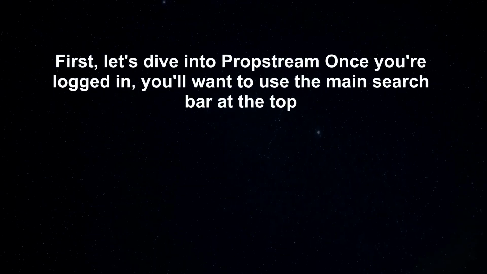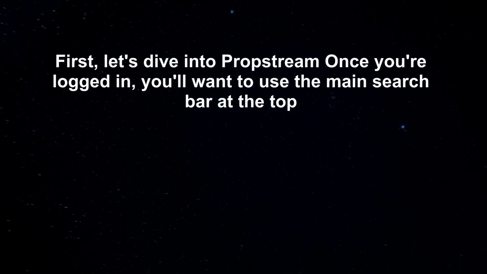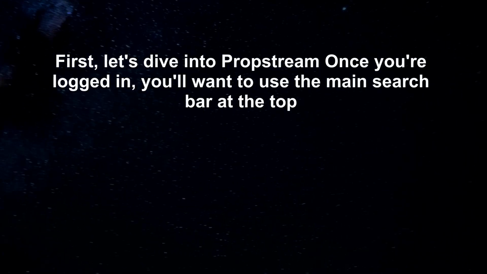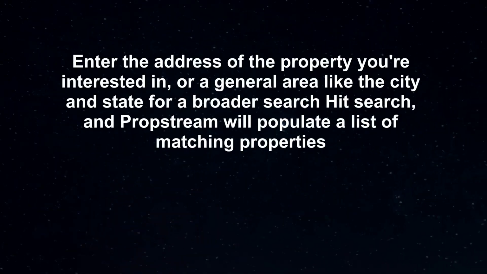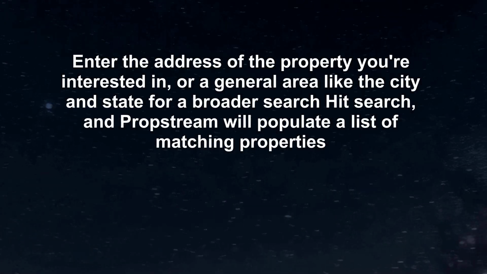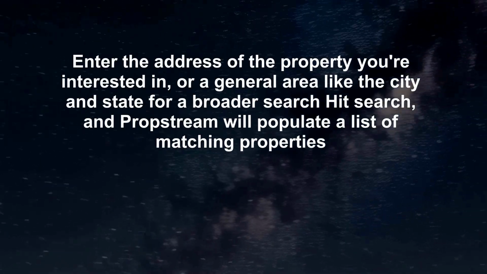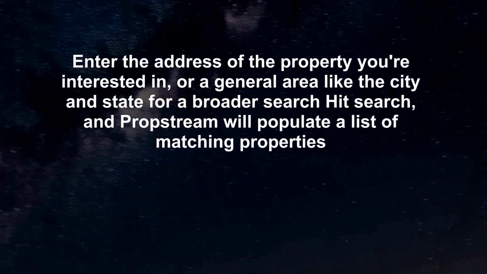First, let's dive into PropStream once you're logged in. You'll want to use the main search bar at the top. Enter the address of the property you're interested in, or a general area like the city and state for a broader search. Hit search, and PropStream will populate a list of matching properties.